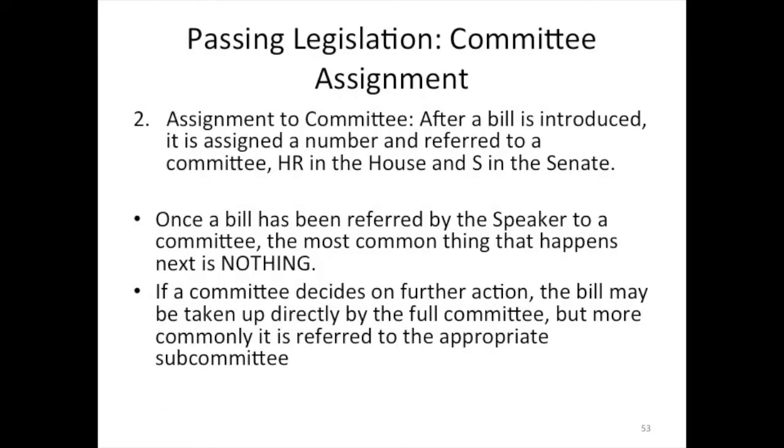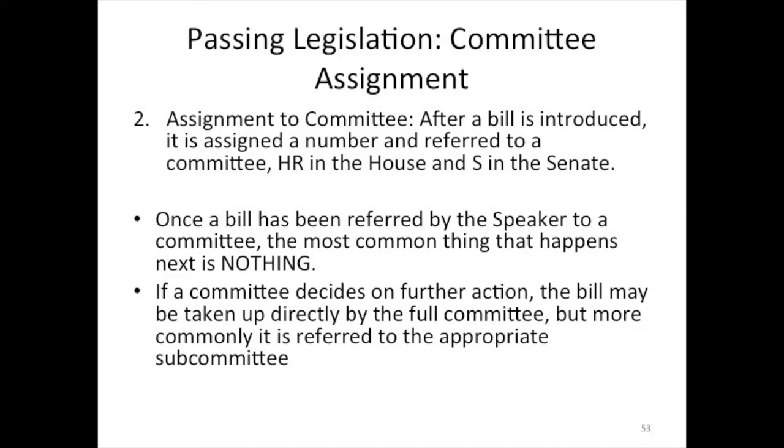Once a bill is introduced, it's assigned to a committee. The committee is the workhorse of the legislative branch. This is where most of the action takes place, or for the most part, actually, inaction. I'll tell you what I mean by that in a second.